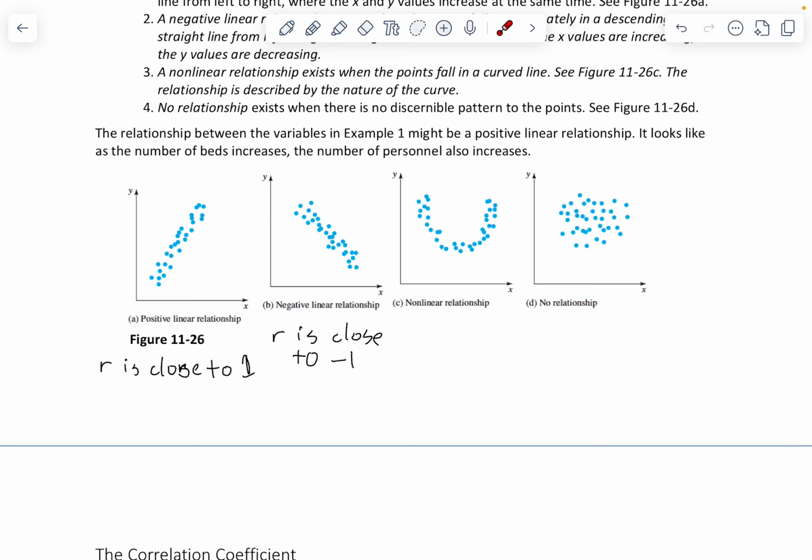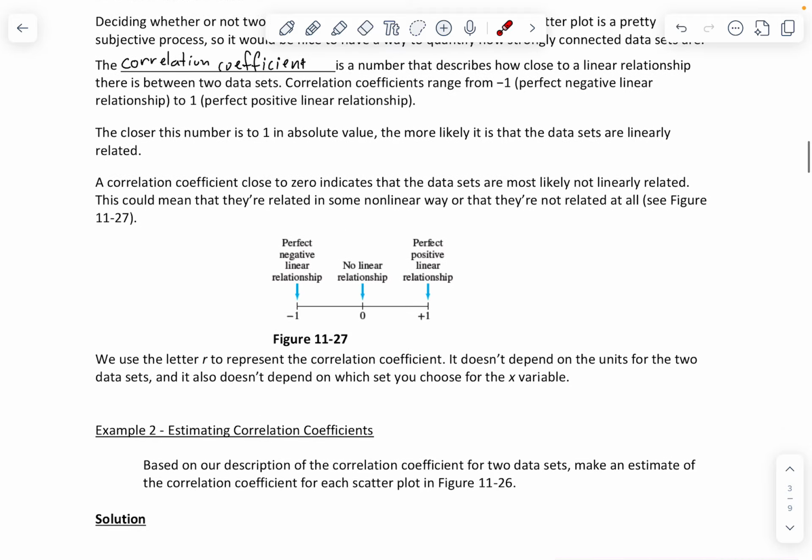The third and fourth plots here don't show linear relationships. The correlation coefficient can only be used to describe a linear or a straight line relationship. It's true that we do see a relationship in the diagram for part C here, but it's not linear. It's not a straight line. And then for D, we don't see really any relationship at all. So for both C and D, we would expect the R value to be close to 0. That's because neither of these diagrams show a linear relationship, and the value R is used only to describe a linear relationship.